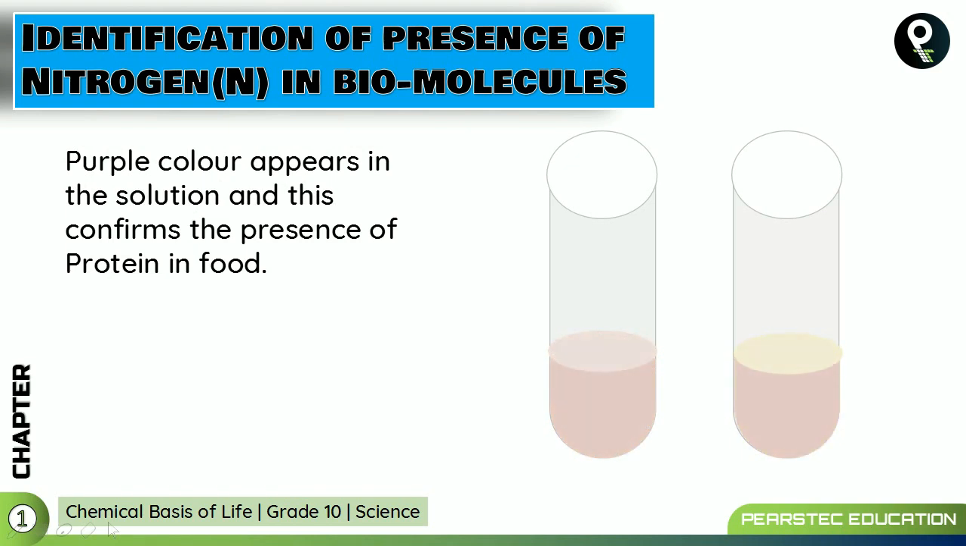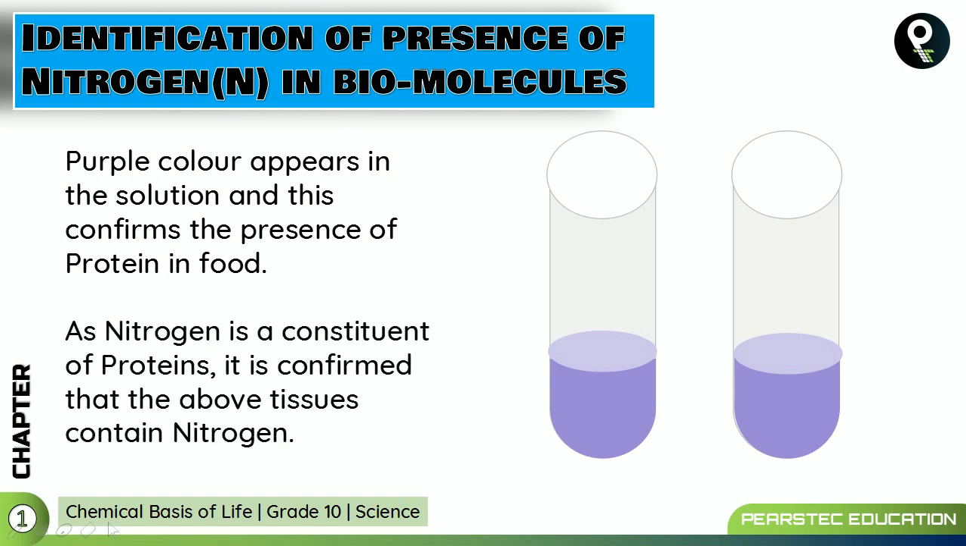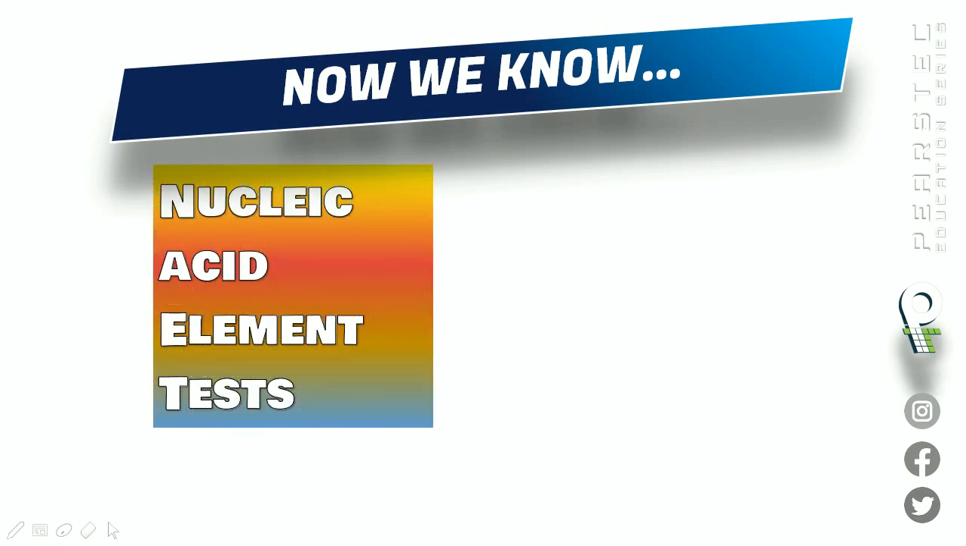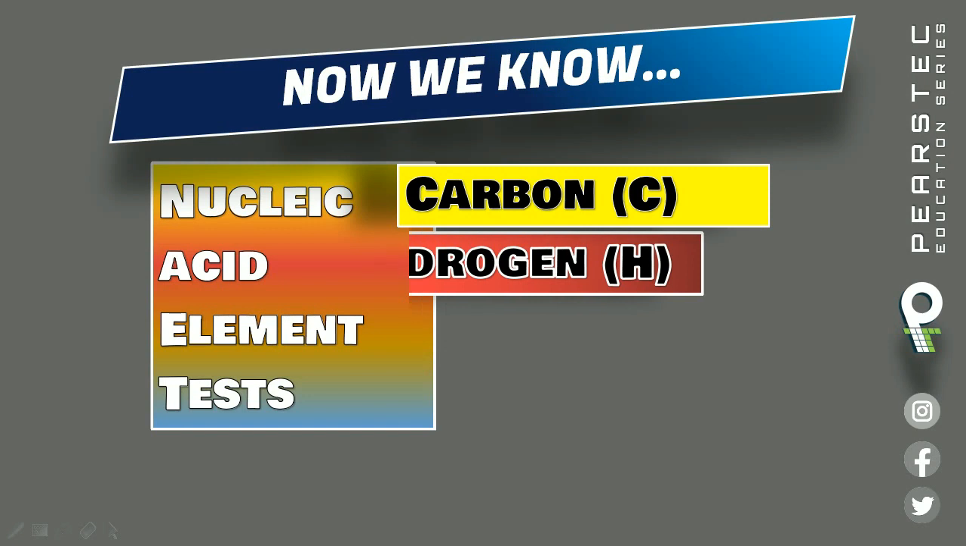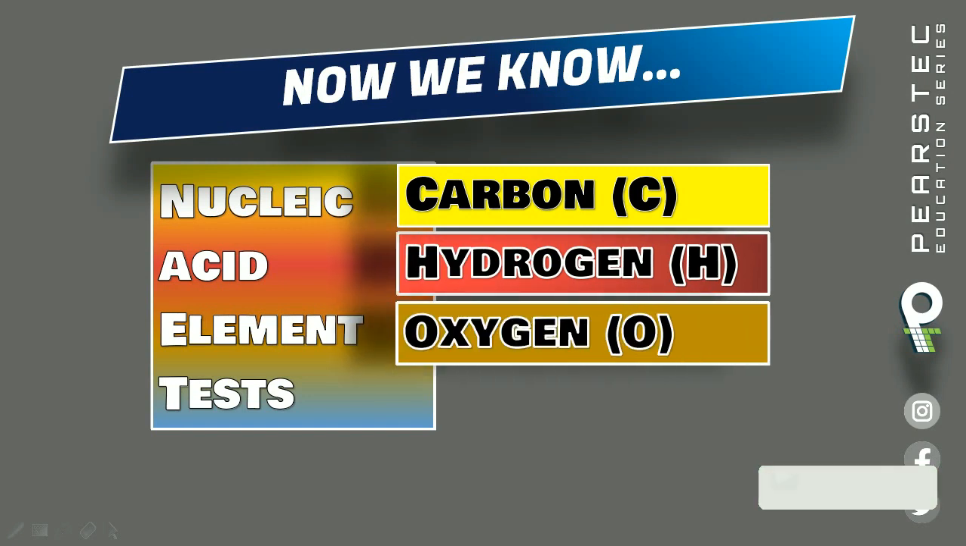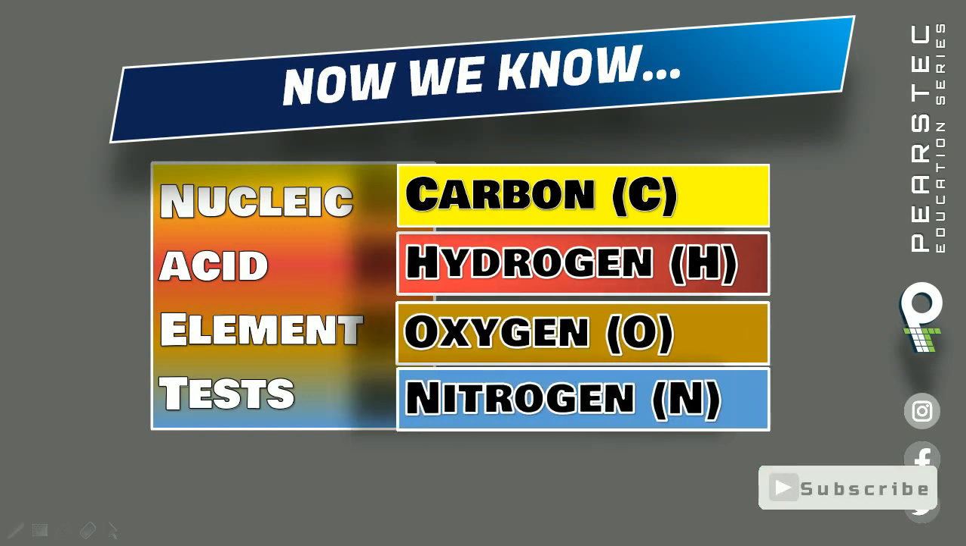So the purple color appears in the solution. That is why it is appearing. So purple color appears in the solution, and this confirms the presence of protein in food. As nitrogen is a constituent of proteins, it is confirmed that the above tissue contained nitrogen. So now we know the tests for the elements of biomolecules: we did it for carbon, for hydrogen, oxygen, and finally for nitrogen also.